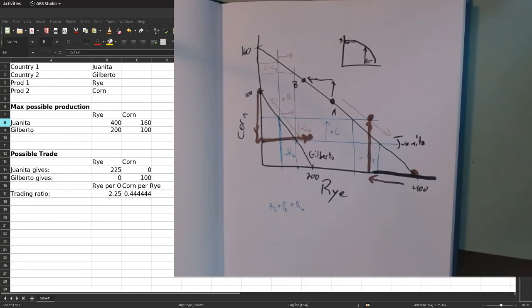Comparative advantage, absolute advantage. Talked about that. Gains from trade.